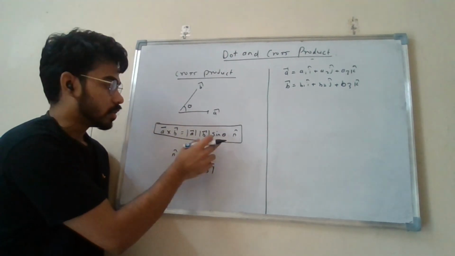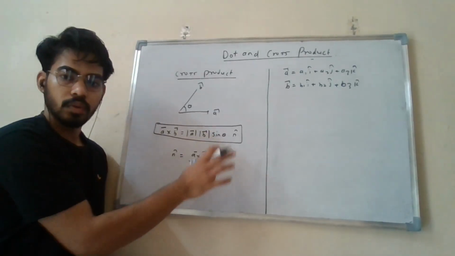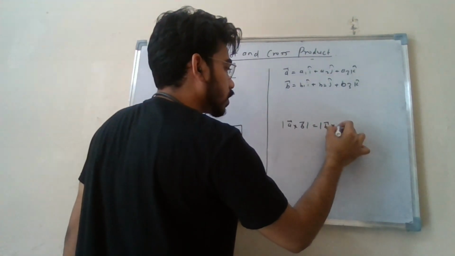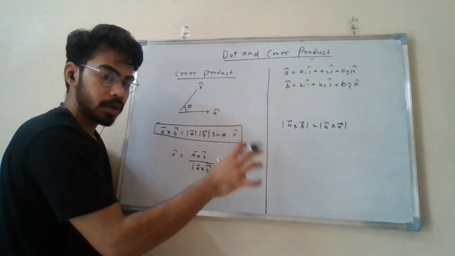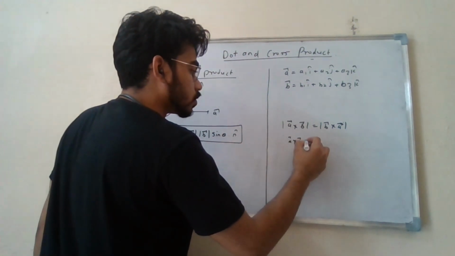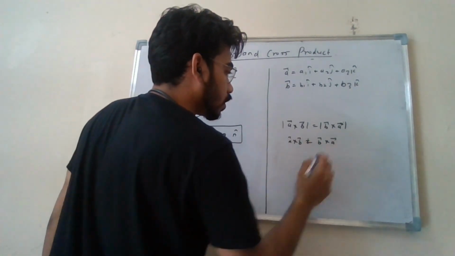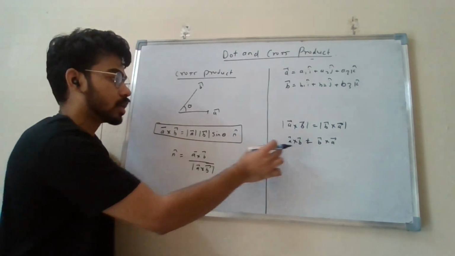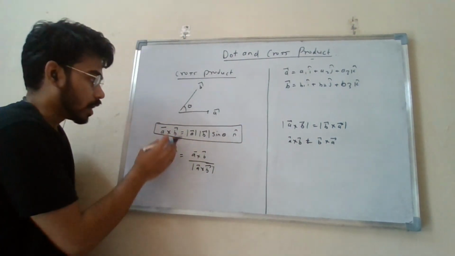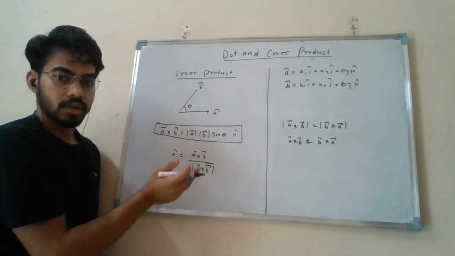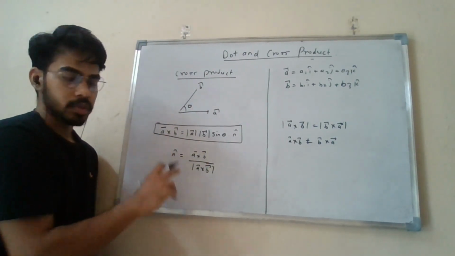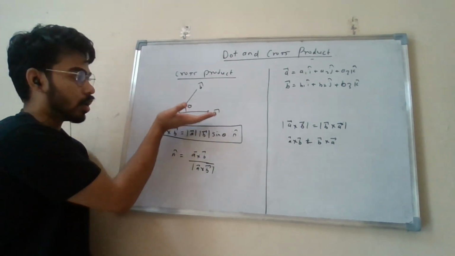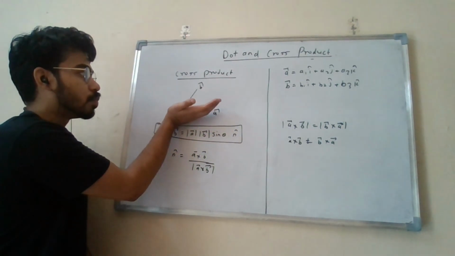If only magnitude is considered, then mod of a cross b and mod of b cross a are both equal. But a cross b is not equal to b cross a. In magnitude, they are equal, but in direction they are different. The direction of a cross b we can find using the right hand rule. I have to go from a, then to b. Just consider the right hand along the vector a, and we have to find a cross b.